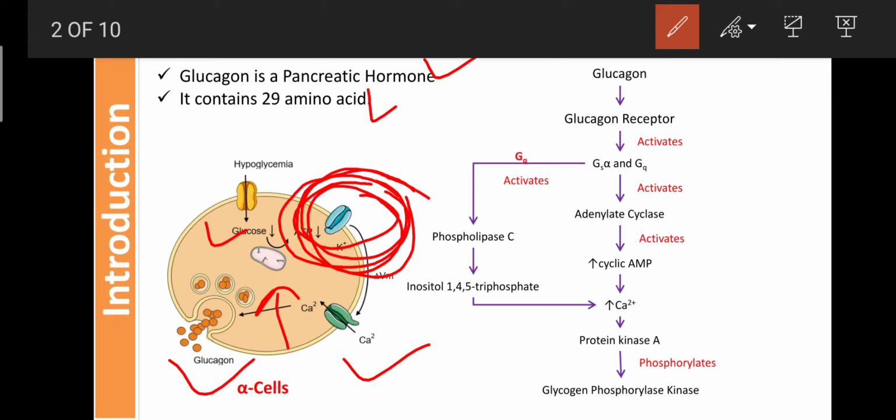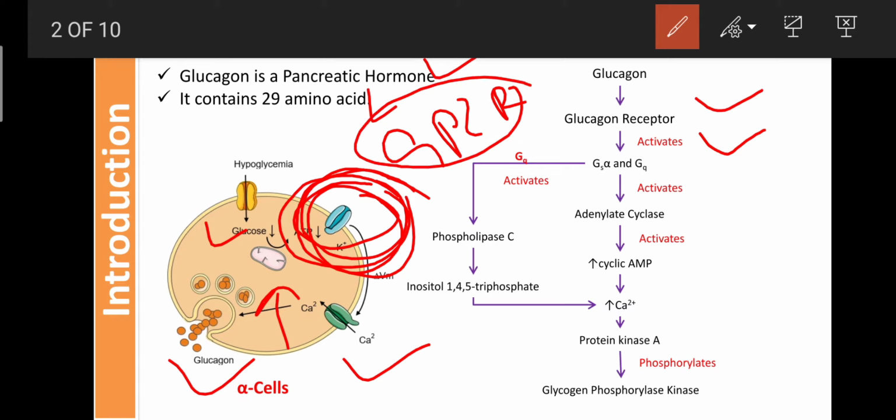This released glucagon mainly acts on glucagon receptors. Glucagon receptors are once again G protein coupled receptors. On binding to glucagon receptors, it can activate two types of G proteins, that is, Gs alpha and Gq. Actually, in a G protein coupled receptor there are three proteins, and their activation is what lets the drug show its actions. That is covered in the G protein coupled receptor chapter. Here, glucagon acts on the glucagon receptor and activates only Gs alpha and Gq. Due to the activation of these two proteins by binding of glucagon to the glucagon receptor, it activates adenylyl cyclase.